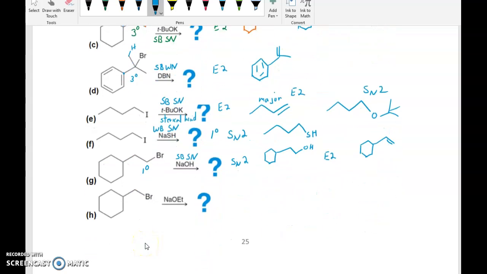H is our last one here. So we've got a strong base and a strong nucleophile. We've got a primary substrate. So we'll expect to have an SN2 reaction to be our major product, and we'll also expect to get some E2.